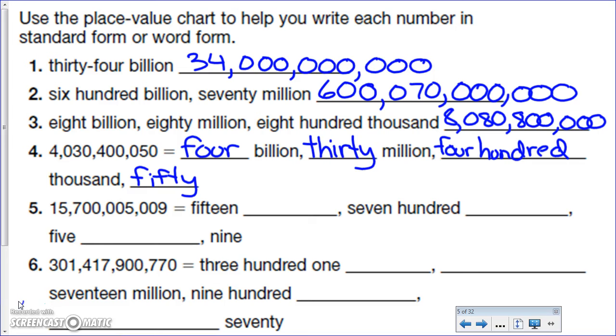When you're writing out word form for a whole number like this, there's no "and" in it anywhere, because when we do word form for numbers, "and" represents a decimal. So since these are all whole numbers and not decimals, there's not going to be an "and" in any of the word forms. For number 5, we have 15 billion, 700 million, 5,009.